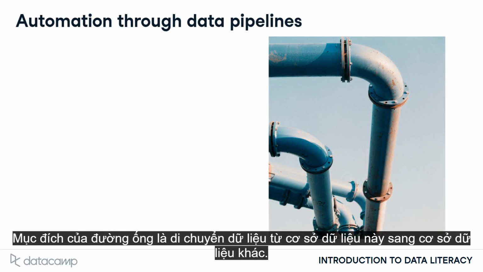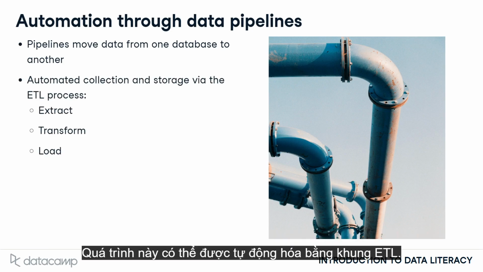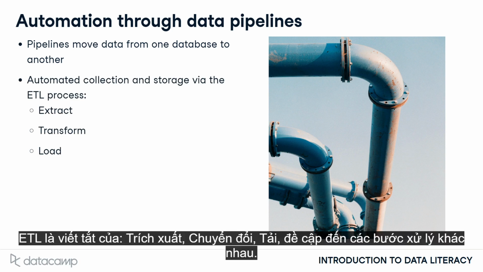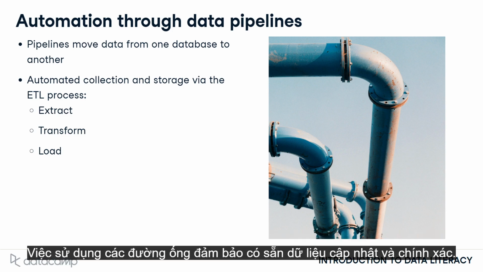The purpose of pipelines is to move data from one database to another. This process can be automated using the ETL framework. ETL stands for Extract, Transform, Load, referring to the different processing steps. Making use of pipelines ensures the availability of up-to-date and accurate data.